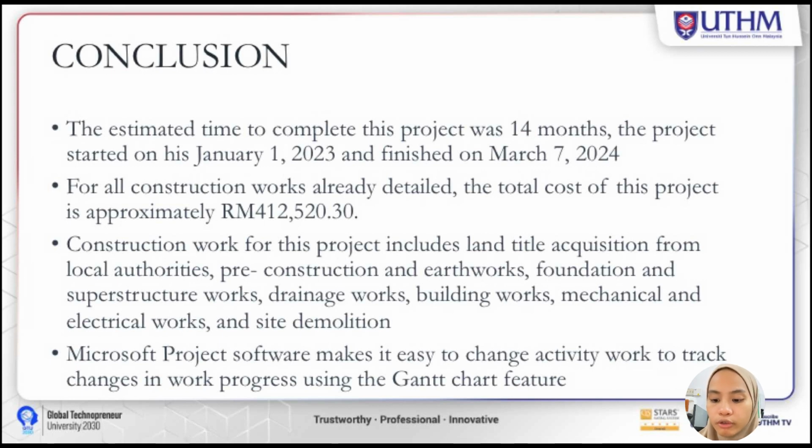The total cost of this project is approximately 412,520. The WBS should be like this for a project of this size. Construction work for this project includes land title acquisition from the local authority, pre-construction and earthworks, foundation and superstructure works, drainage work, building works, mechanical and electrical work, and site demolition. All of these building tasks represent major tasks, each of which must be completed before moving on to the next task.